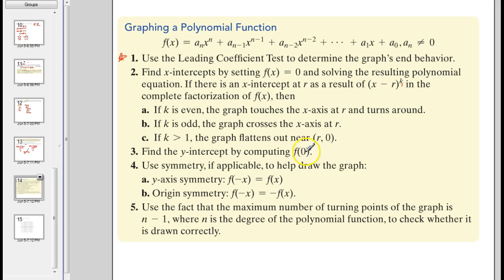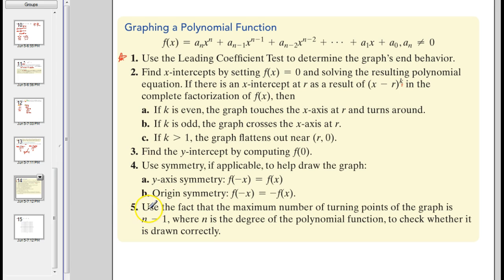The y-intercept: plug in 0 to get the y-intercept. Symmetry: remember, if we have even functions, if all the powers are even, we have y-axis symmetry. If all the powers are odd and there's no constant, then we have origin symmetry.